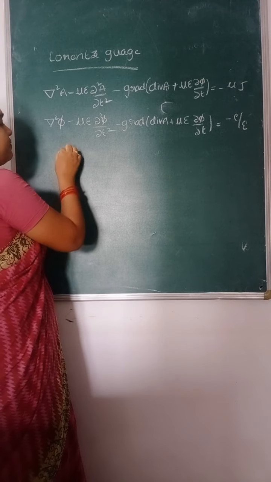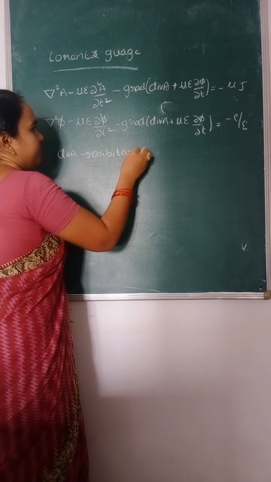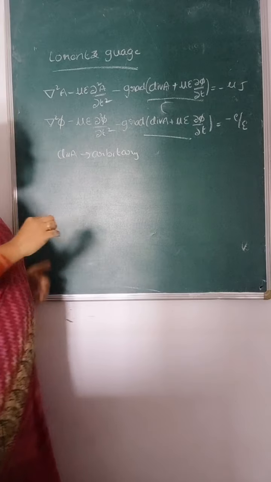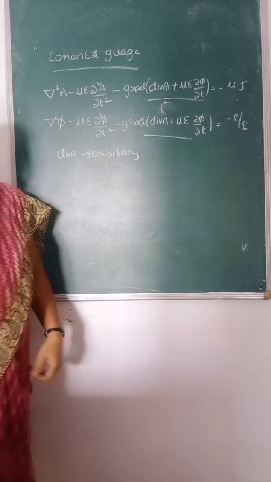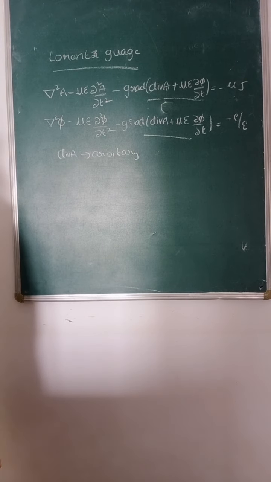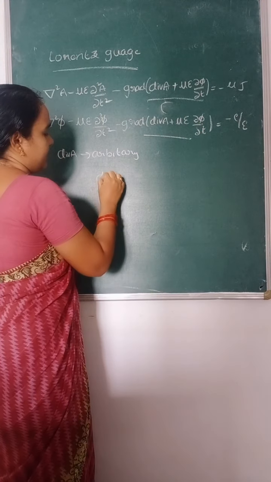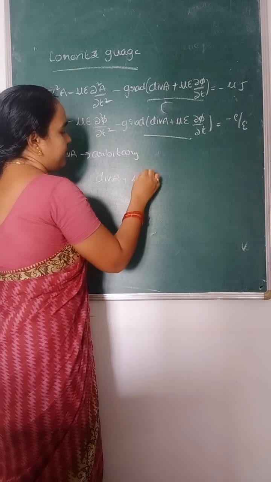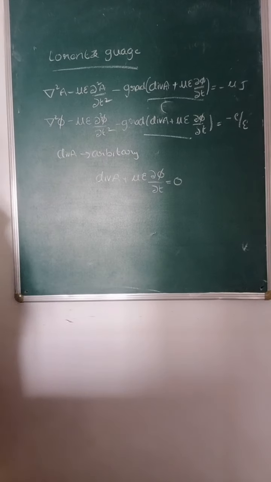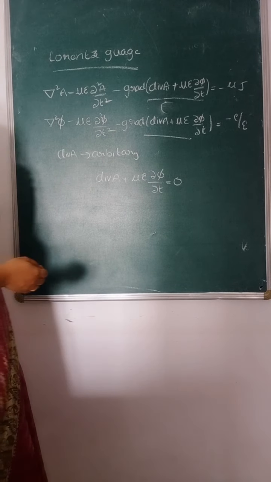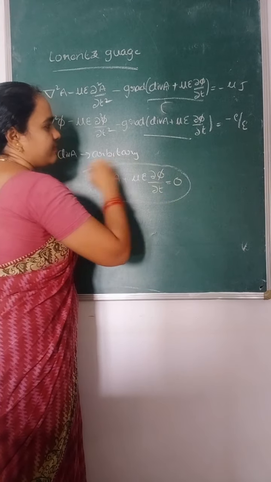Here divergence of A is arbitrary. If this term is equal to 0, in the last class we have seen that this condition is called the Lorentz condition. So if the magnetic vector potential and scalar potential satisfy this equation, that is divergence of A plus mu epsilon dou phi by dou t is equal to 0, then the gauge is known as the Lorentz gauge. Under Lorentz gauge, A and phi must satisfy this equation.